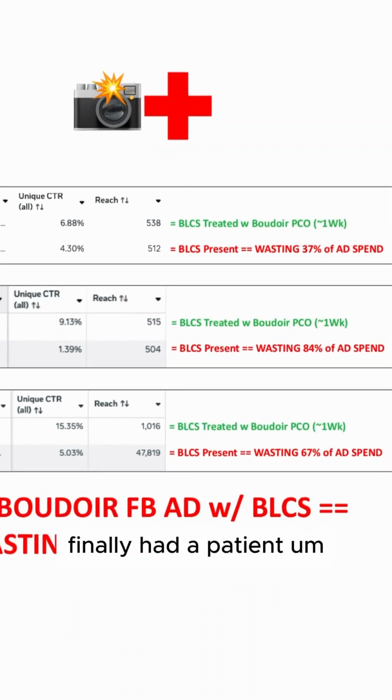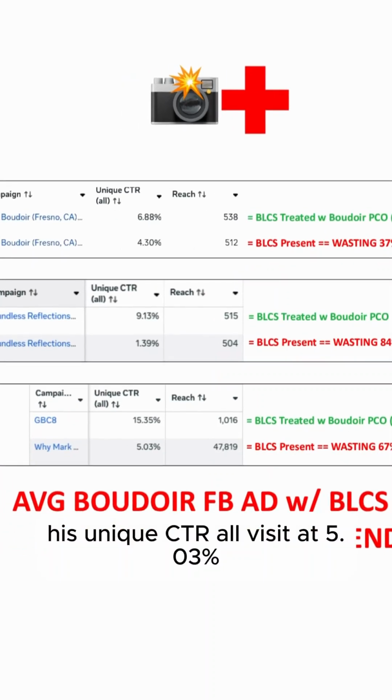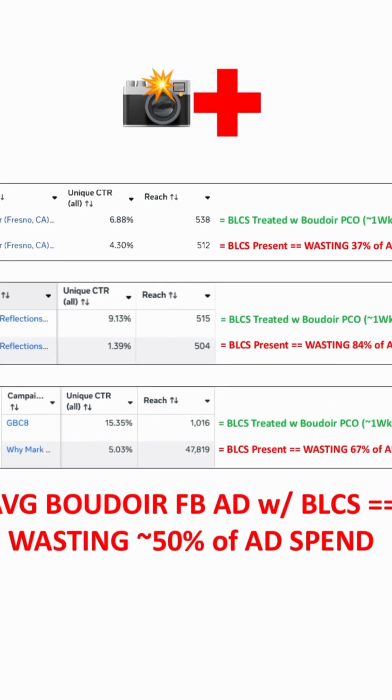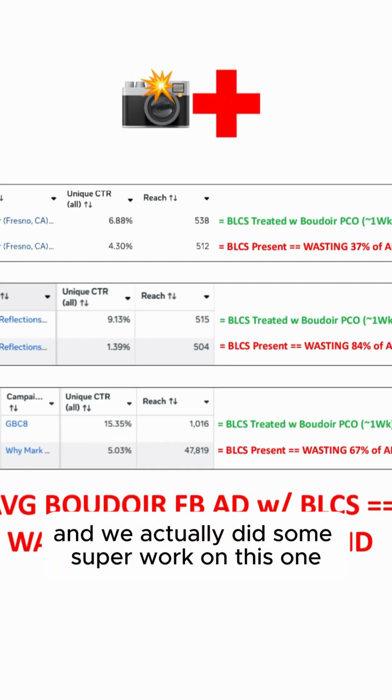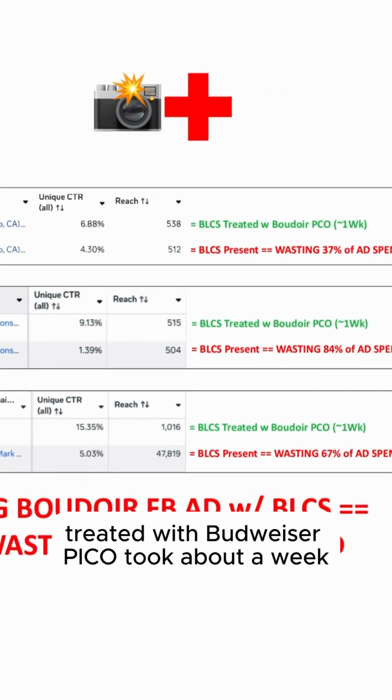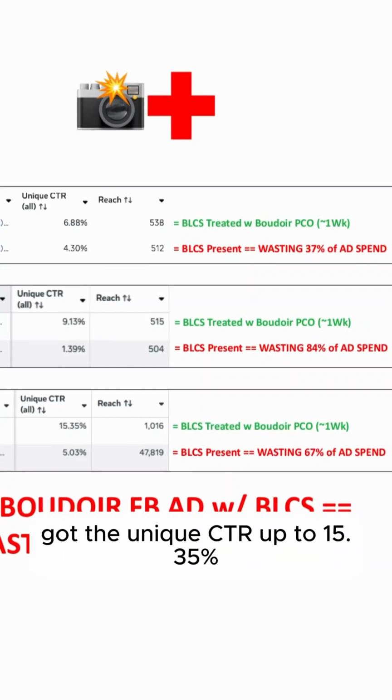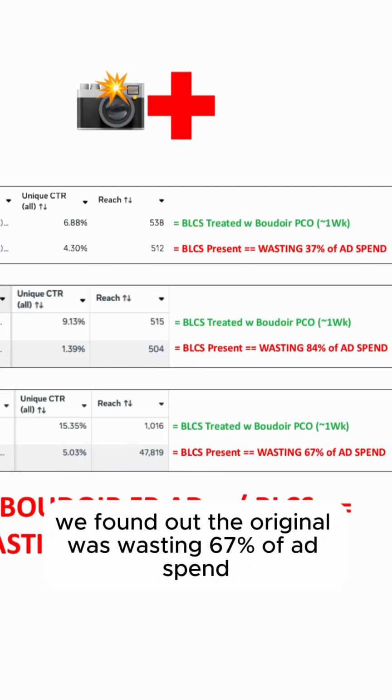Finally had a patient, his unique CTR was 5.03%, and we actually did some super work on this one. Treated with Boudoir Pico, took about a week, got the unique CTR up to 15.35%. So found out the original was wasting 67% of ad spend.